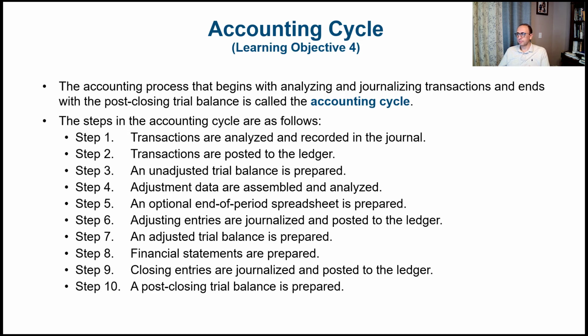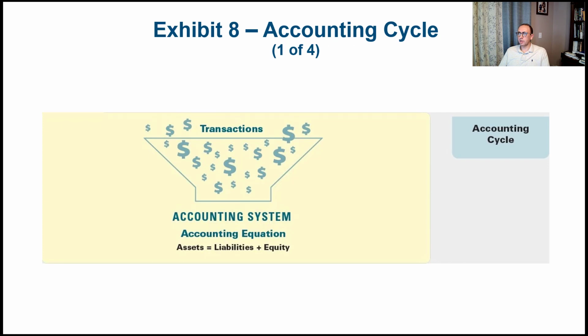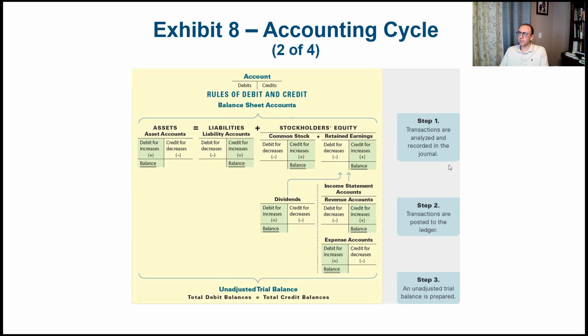So just to give you a visual explanation of the accounting cycle one more time. Remember, the accounting cycle starts with analyzing the transactions, and this is always based on the accounting equation. So we have to always keep the accounting equation in mind, where we have assets equal liabilities plus equity. So the first step, transactions are analyzed and recorded in the journal. Then they are posted to the ledger based on the rules of debit and credit.